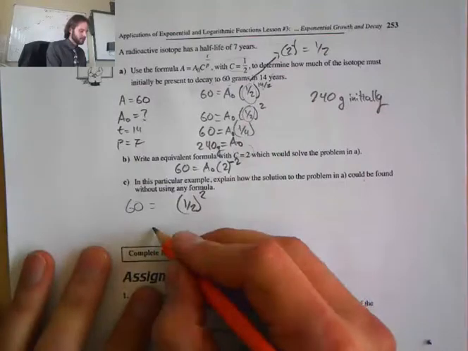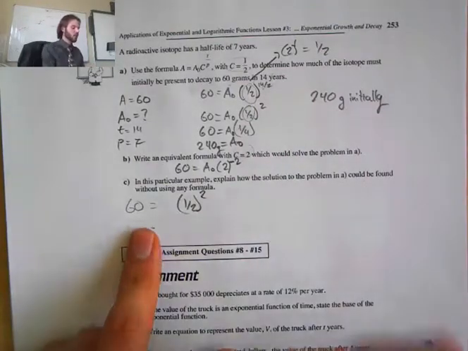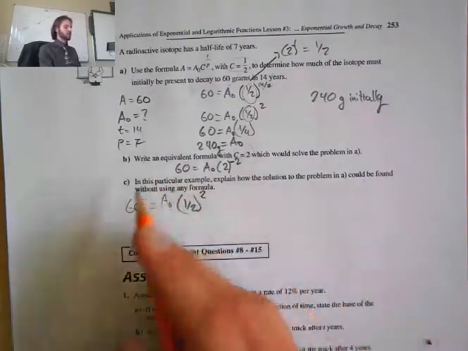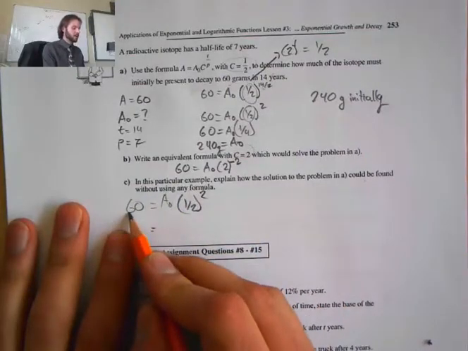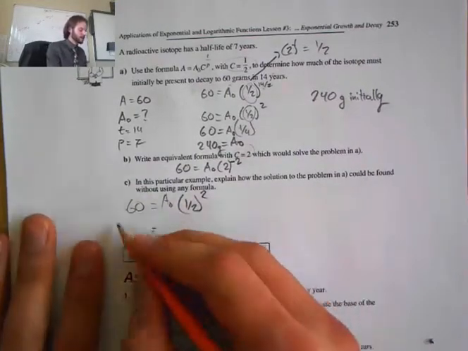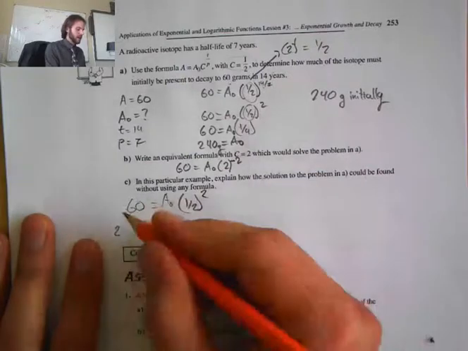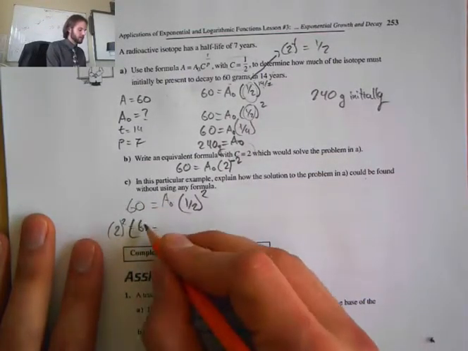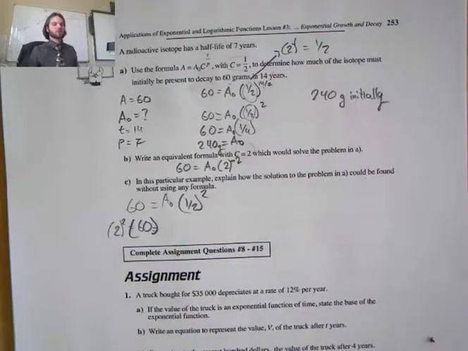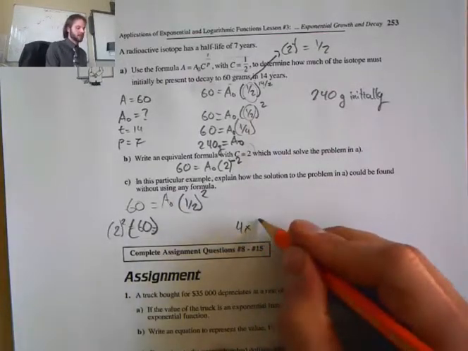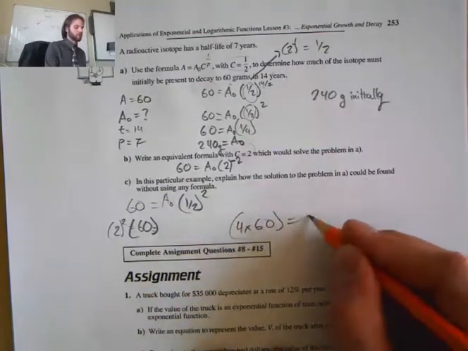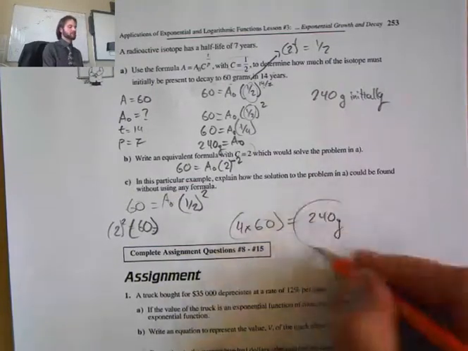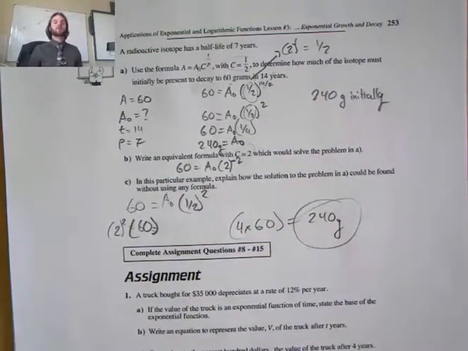So this is half twice, so it'd be like multiplying by 2 to the 2, times 60, will give me my answer. So I could just multiply by 4 because I know it's half twice. That is one way of doing it. So then we just go 4 multiplied by 60, since it's half twice, is equal to 240 grams. Okay, so that's another way of doing it without using a formula.